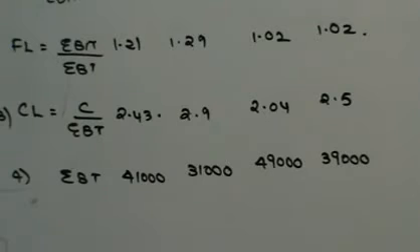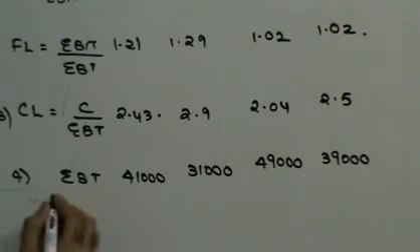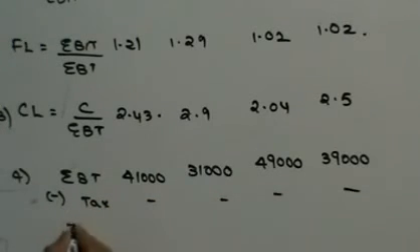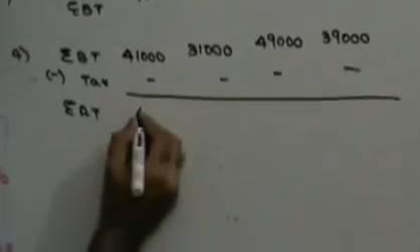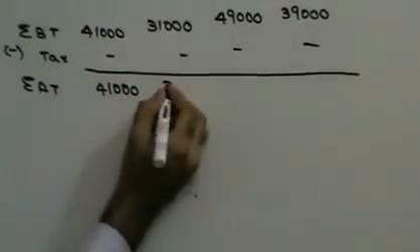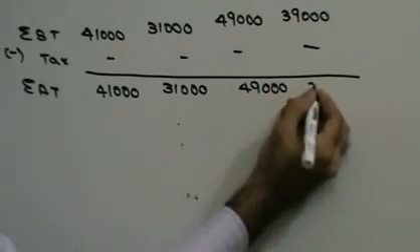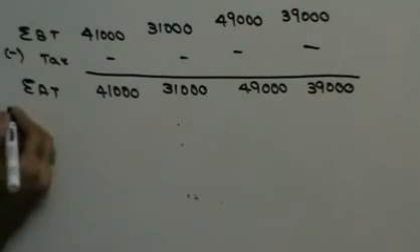Right? Do we get this? Now, let's see this. I don't think they've given you the tax rate in the sum. The tax rate is not given to you, therefore you can calculate PAT: 41,000, 31,000, 49,000 and 39,000. Once you have this, divide it by the number of shares.